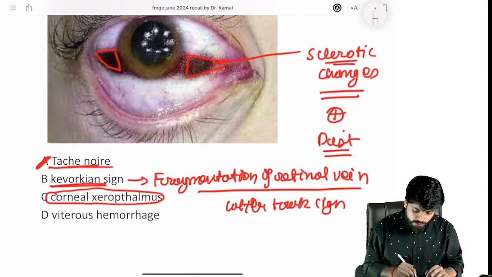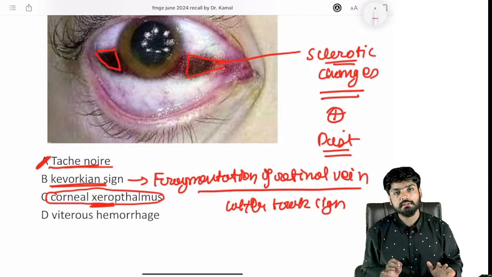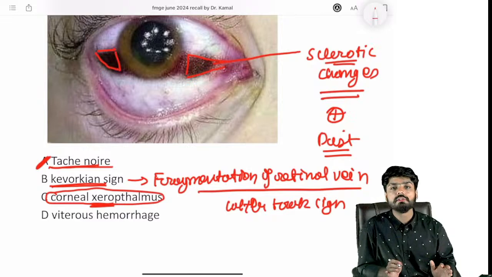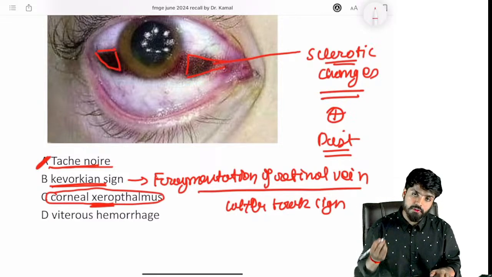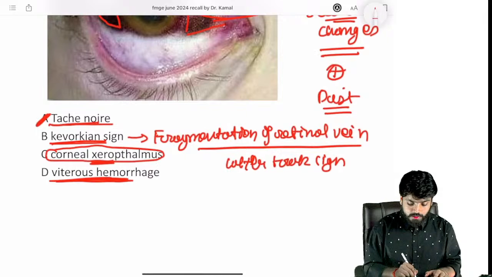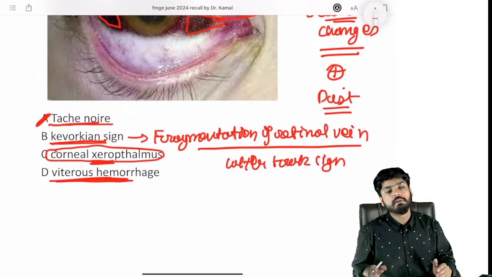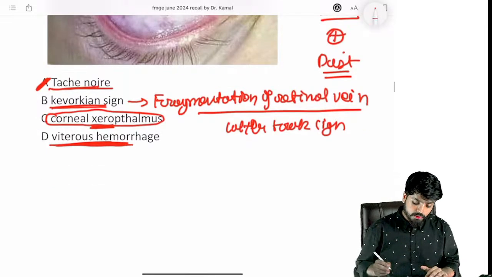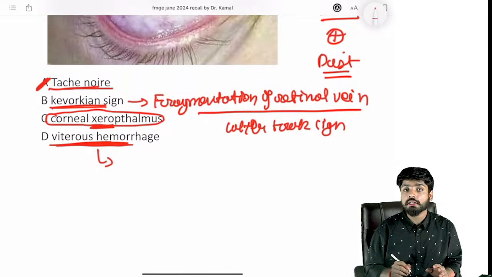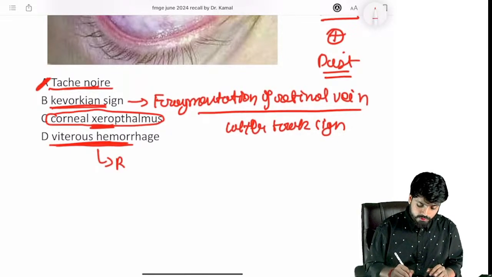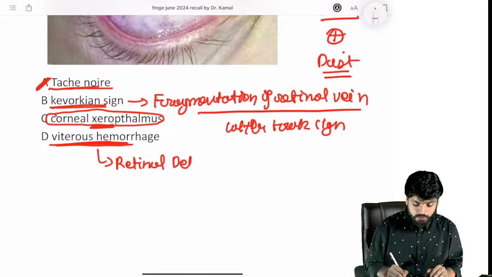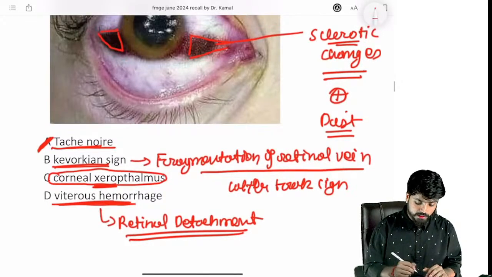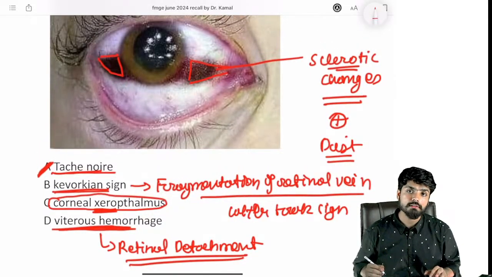Corneal xerophthalmos. The word xero simply means dryness. So corneal dryness or corneal xerophthalmos is seen in vitamin A deficiency. We have already remembered that. Vitreous hemorrhage. Now for vitreous hemorrhage to happen, we need some kind of pathology resulting from the retina. It can be in the case of trauma or diabetic retinopathy, specifically in case of retinal detachment. Okay, so retinal detachment will be the cause of vitreous hemorrhage. Here the answer is tache noire, which is the early post-mortem change in a dead patient.